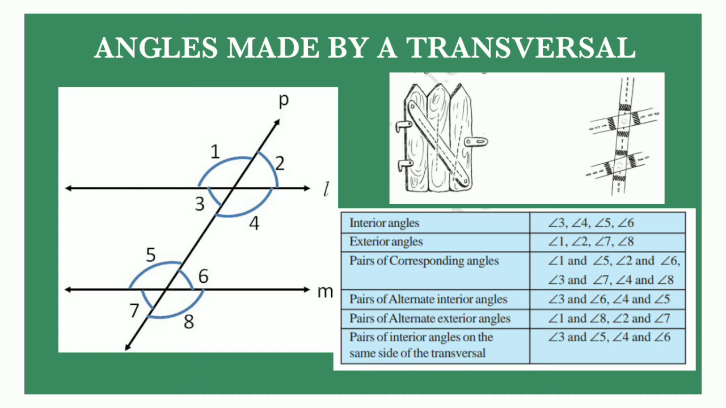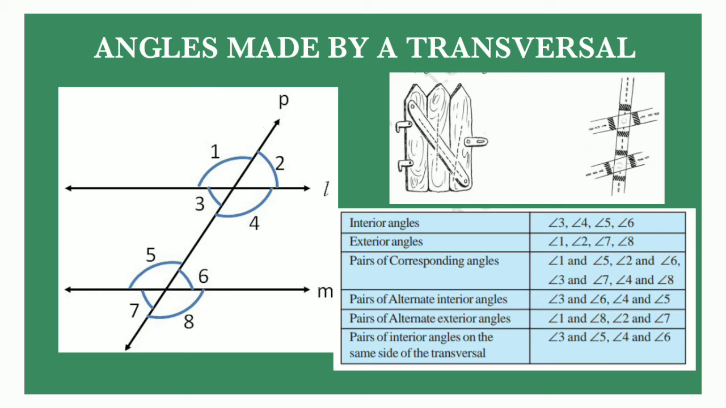Then we have to take pairs of angles here. First one, angle 1 and angle 5, angle 2 and angle 6, angle 3 and angle 7, angle 4 and angle 8. So these four pairs of angles are called pairs of corresponding angles. Then second one, angle 3 and angle 6, and angle 4 and angle 5 are called alternate interior angles. Then angle 1 and angle 8, angle 2 and angle 7 are called pairs of alternate exterior angles.